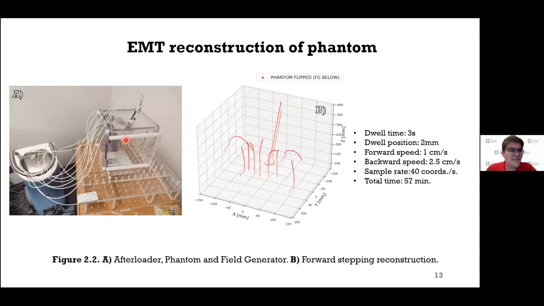So here is the setup. Below the phantom is the field generator. And I did the reconstruction of the implants using the position sensor with these parameters: dwell time of 3 seconds and step of 2 millimeters. This means that the position sensor moves every 2 millimeter step forward, registers data and stays there for 3 seconds in every position with a sample rate of 40 coordinates per second. In total, the time was 57 minutes, but there are other ways to speed this process, to make it faster.